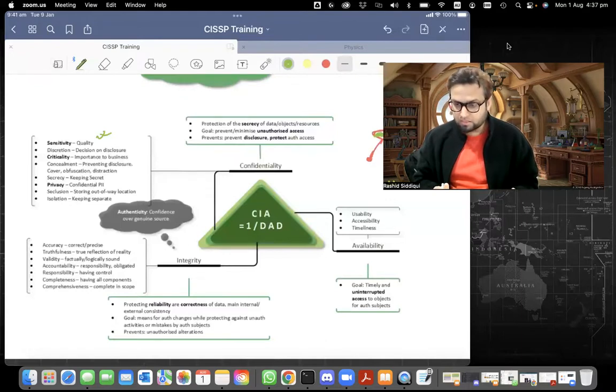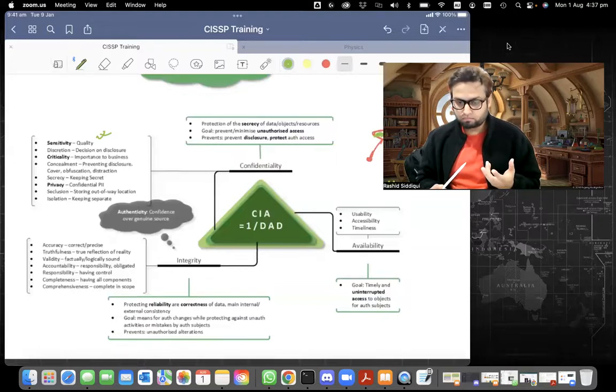What is discretion? Discretion is an act of giving a decision on disclosure, right? So deciding on some documents whether they should be disclosed to the public or not, or disclosed to a certain department or not. That act is called discretion. What is criticality? Criticality and sensitivity are parallel terms. Sensitivity is mostly used in government departments, national security. Criticality is most used in private organizations, like a manufacturing organization.